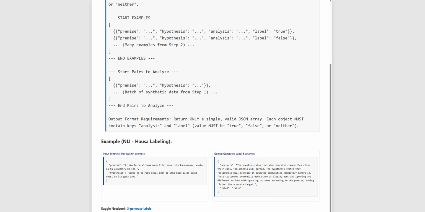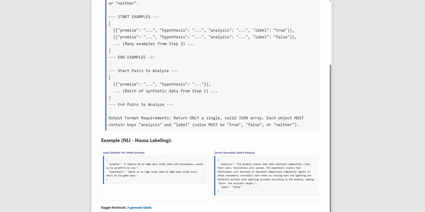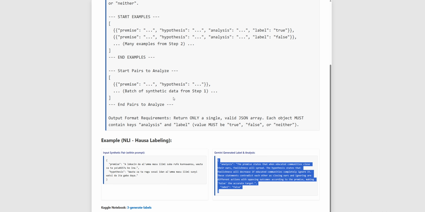For instance, when given a Hausa pair about educated communities, Gemini correctly labeled it as false and provided a detailed analysis explaining the contradiction between the premise and hypothesis.